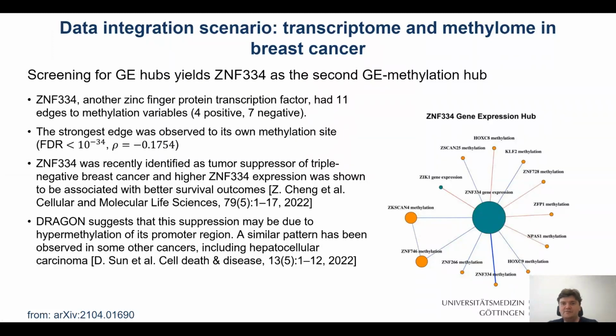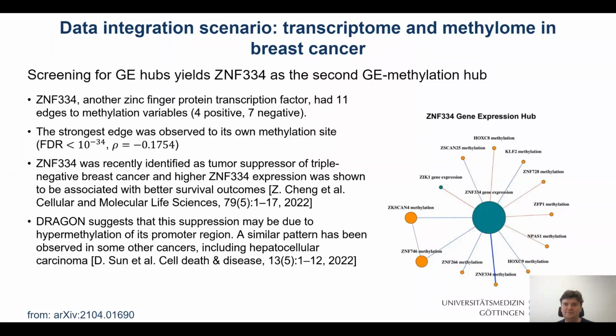Recently, as shown in this publication under the third point. And now Dragon suggests a mechanism with this very dominant edge to its own methylation site. And that's in fact a pattern which is already observed in other cancers like hepatocellular carcinoma.